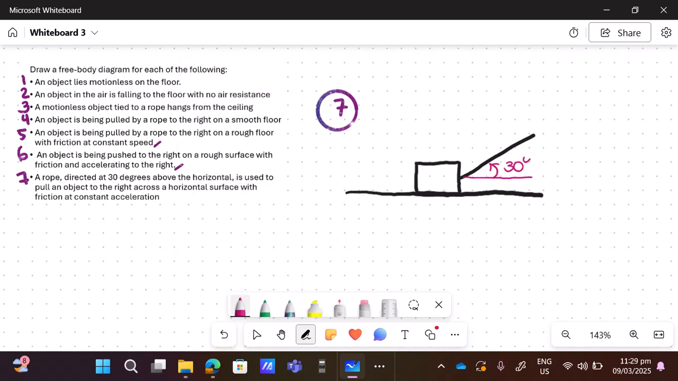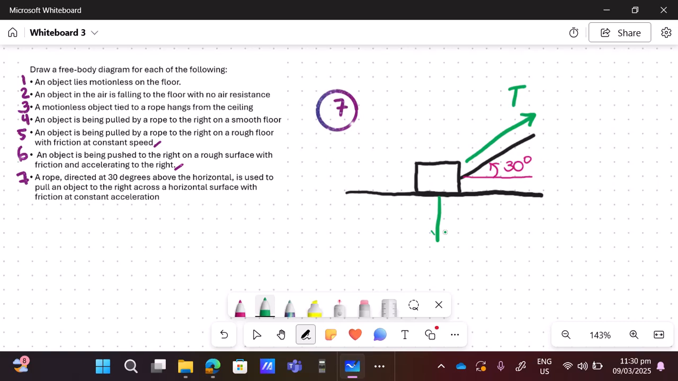Okay, now we're asked what could be the forces affecting this box. So since we have a rope, we know there is a tension force. Okay, we have a tension. This box has mass, so we have force due to gravity. That's weight. Okay, this should be straight. And then the normal force.